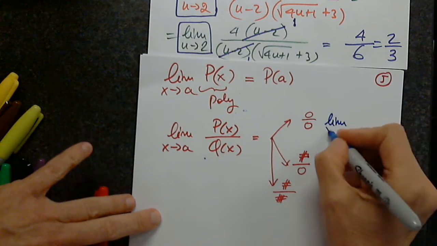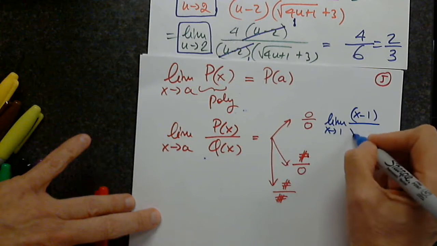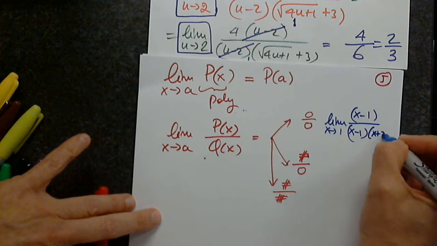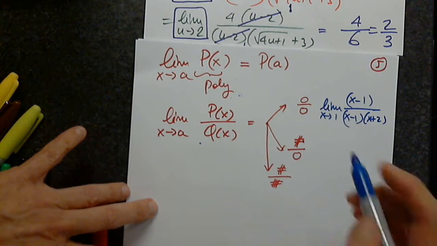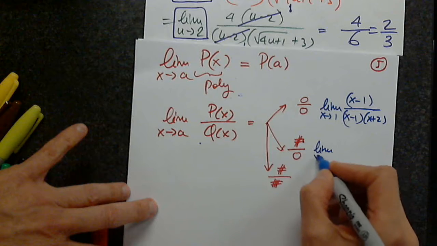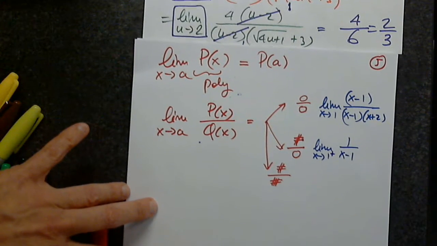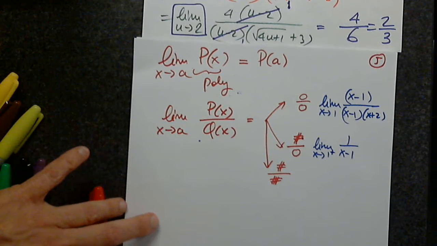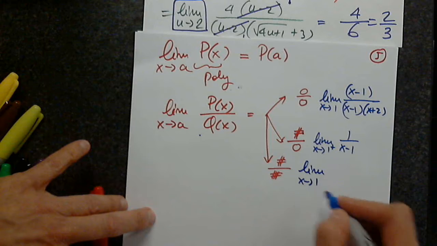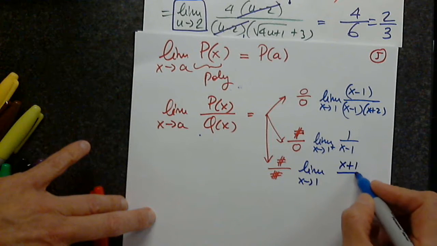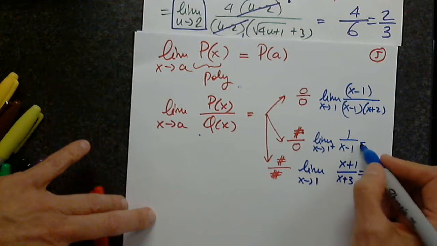For example, I have the limit as x approaches 1 of (x minus 1) over (x minus 1)(x plus 2). This is one example. We'll come back to it in a minute. Here's another example. The limit as x approaches 1 from the right of 1 over x minus 1. And here's another example. The limit as x approaches 1 of (x plus 1) over (x plus 3). x plus 3 doesn't matter.